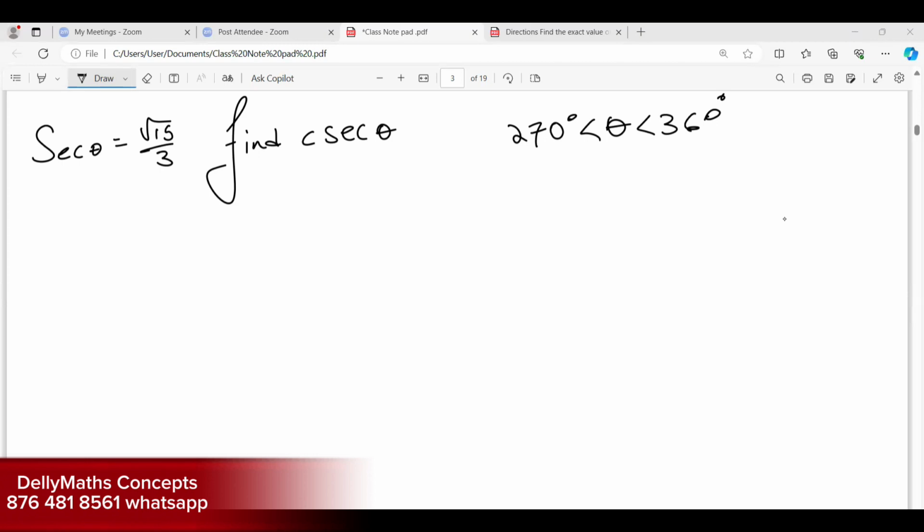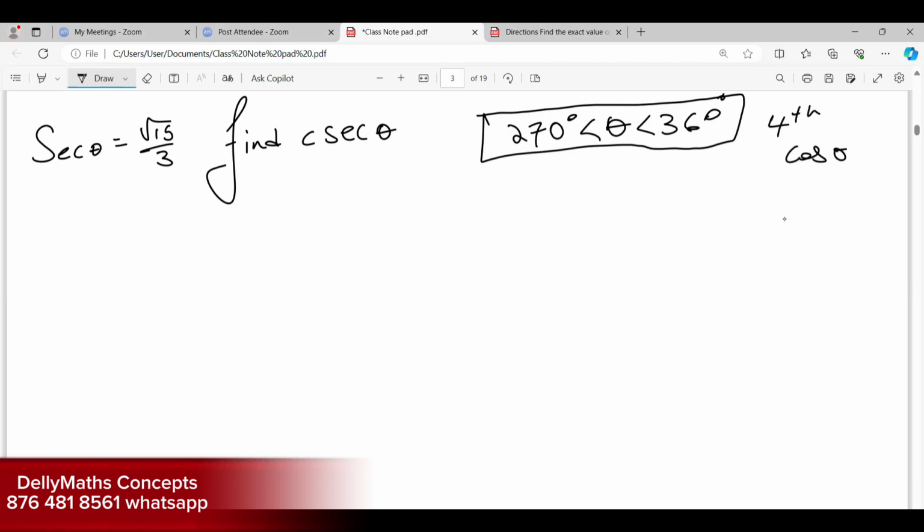We want to find the cosecant of theta, and we're between 270 to 360, which means that we're in the fourth quadrant, and cosine is positive in that quadrant. Now, let us take a look at what we're going on with here. So we're going to always get our right triangle, and let us say we put our angle here.